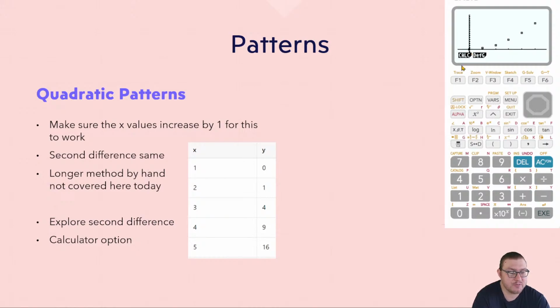And on graph 1, we're happy with that. And we can see that it's slightly curved. So maybe this is a quadratic. This is a good sign.